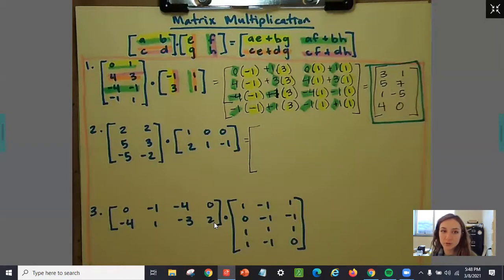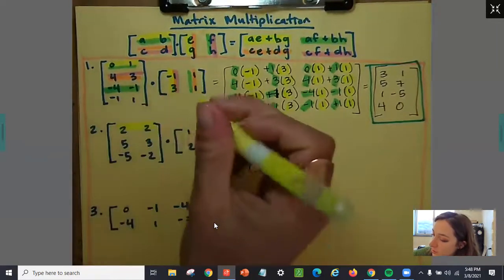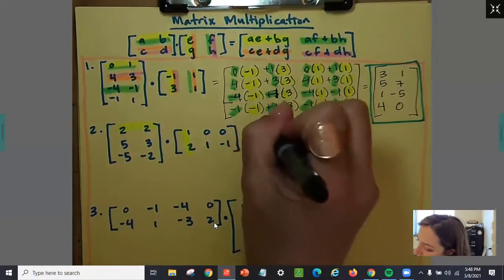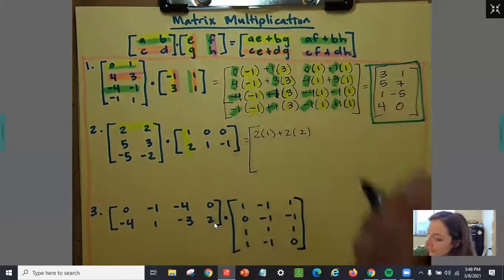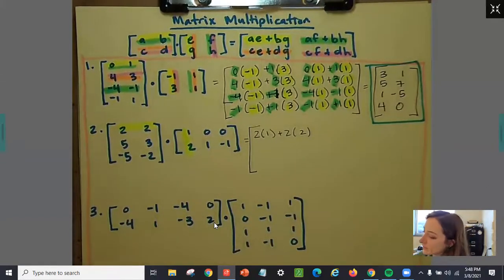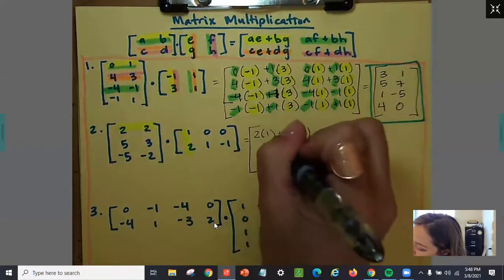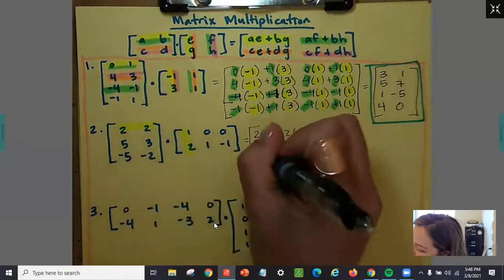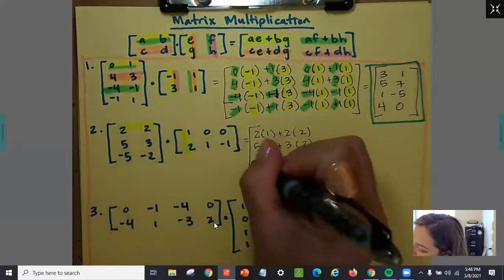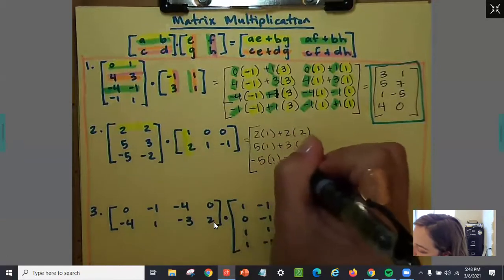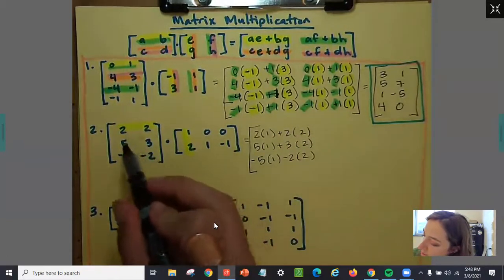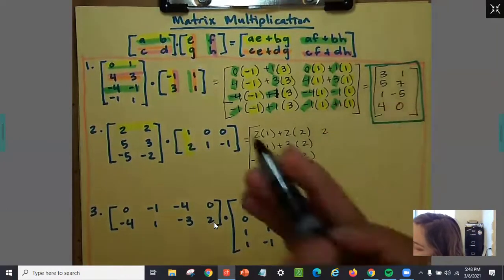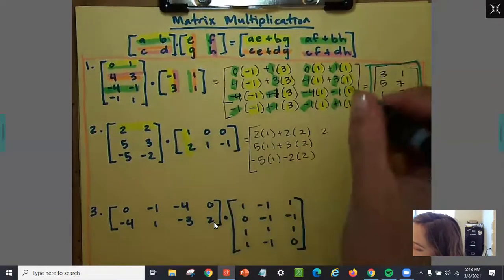Starting with the very first one, we're going to do 2 times 1 plus 2 times 2. And we know that we're going to have the exact same thing all the way down, so I can go ahead and do 1, and then 2. So let's write 5 plus 3, and then -5 times 1 minus 2 times 2. So taking these numbers right here and writing those. Now we're going to have the exact same numbers going across, so 2 times 0 plus 2 times 1.